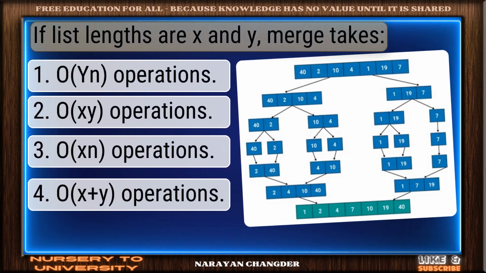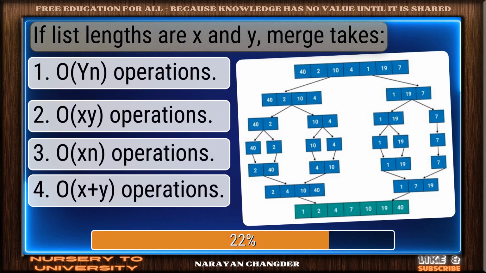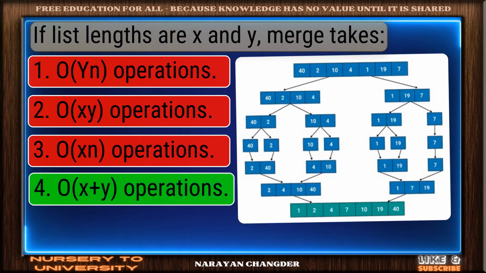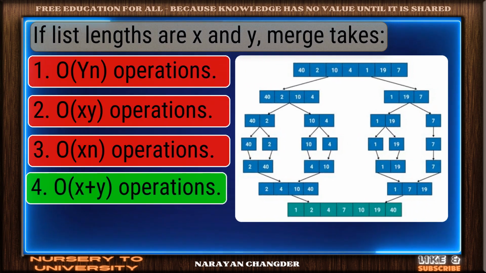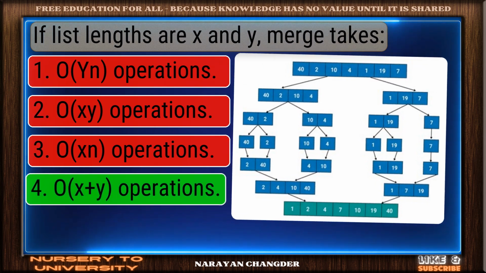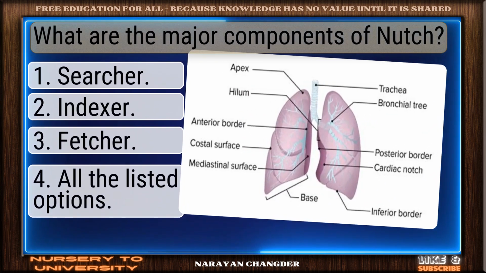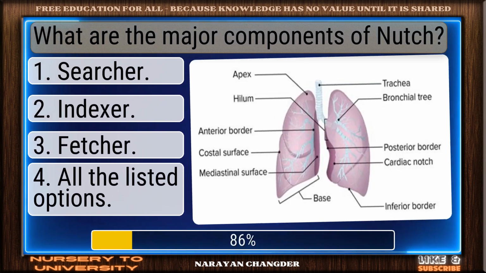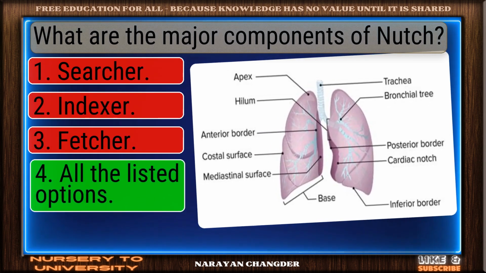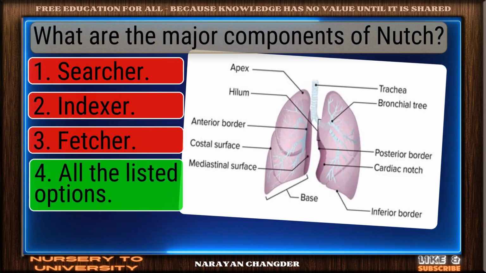If list lengths are X and Y, merge takes. You're right. O(x+y) operations is the correct answer. What are the major components of Nutch? Bravo. All the listed options is the answer.